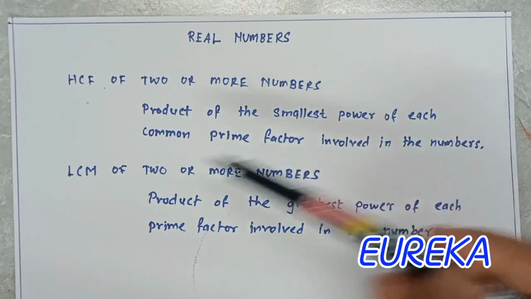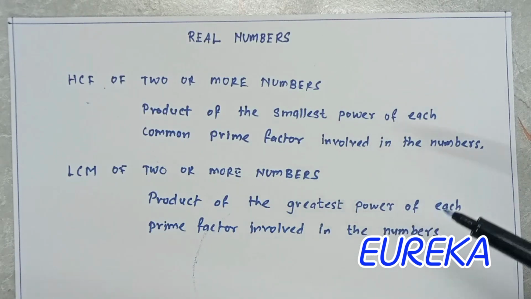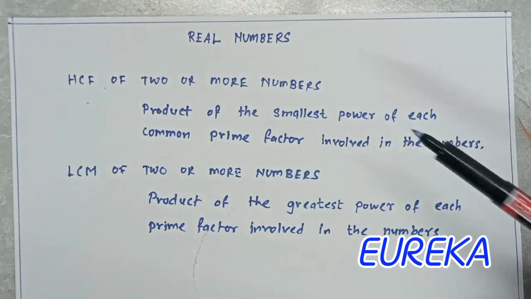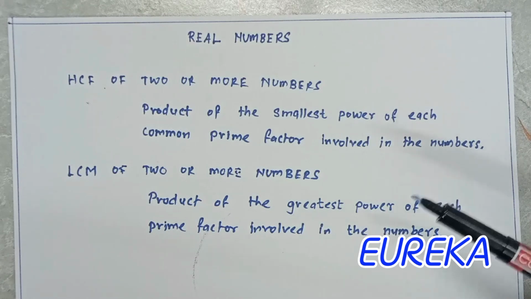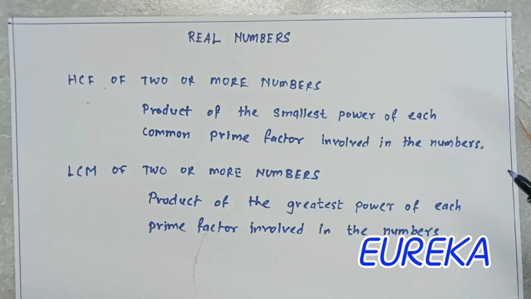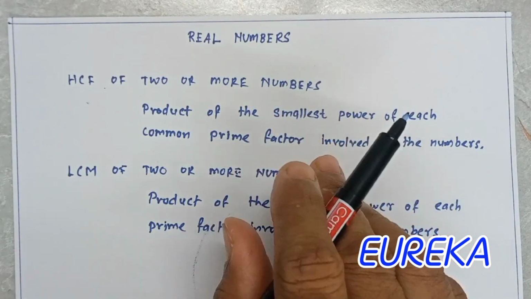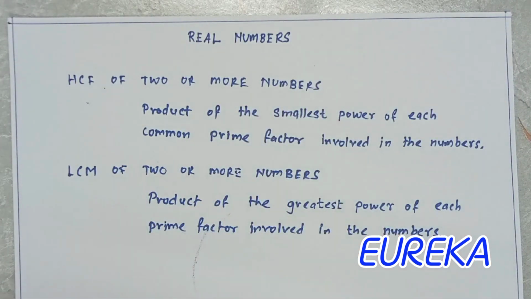In the case of HCF we are considering common prime factors, whereas in LCM we are not considering common, we are saying each prime factor involved in the numbers. So you can compare the two methods, and thus check how we can find HCF or LCM of two or more numbers. Now we will see the last type which I told you, that is the word problem based on this HCF and LCM, where we are going to apply this method. So let's have the problem.